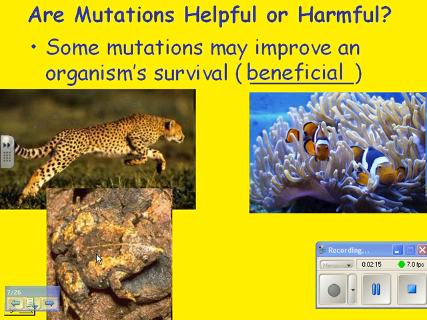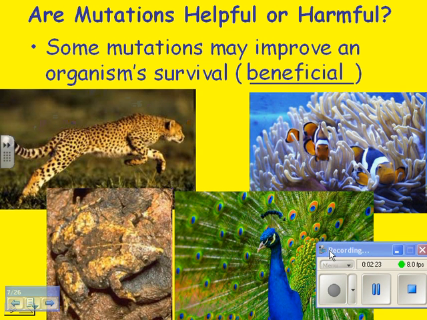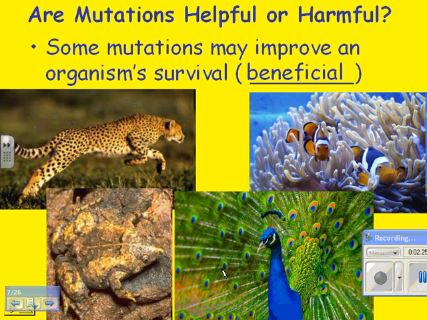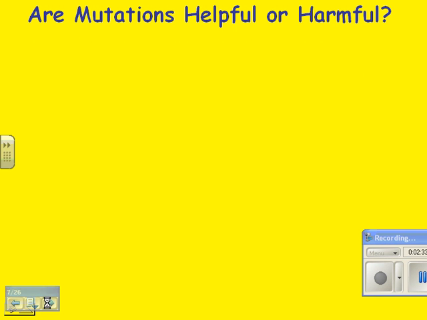This frog has had lots of beneficial mutations in its past to make it camouflage, so it looks just like a rock. And the peacock has had lots of beneficial mutations along the way to make it beautiful so that the peahens think, oh, you're gorgeous, and then this one will be more able to get its genes into the next generation.